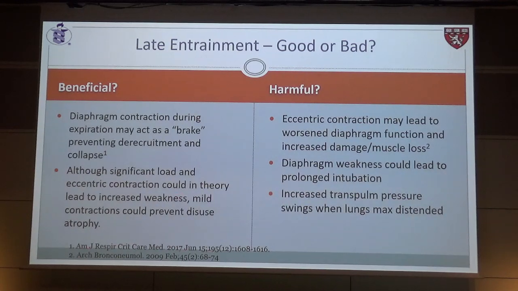There's a great study from 2017 in the Blue Journal that showed that diaphragmatic contraction during expiration could act as a brake, and that's what this late entrainment is. However, there's also some other studies that show that eccentric contraction of the diaphragm, which is this exact behavior, can then cause worsened muscle loss. And so the question is whether this could be beneficial or harmful.